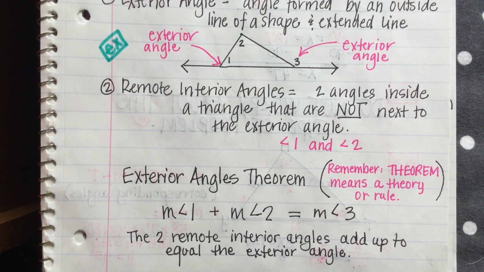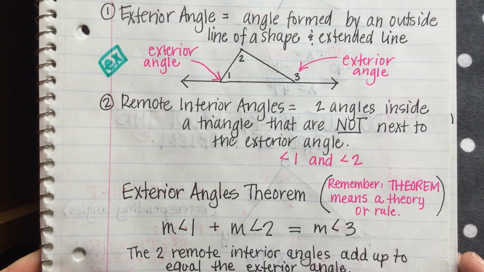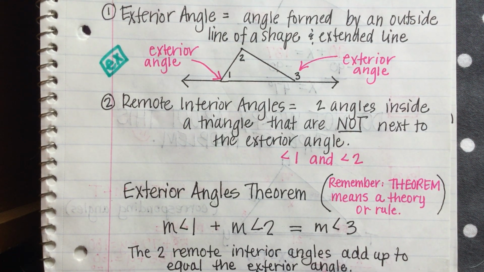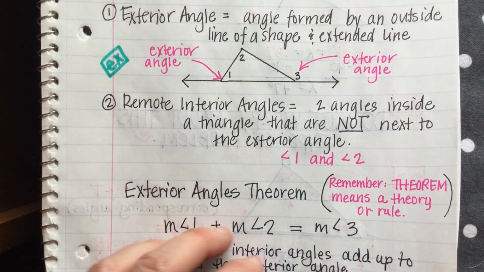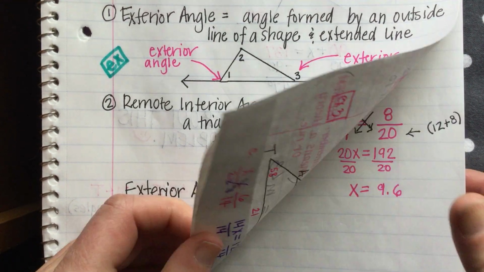And a theory really is a rule that we've come up with, a rule that we believe to be true. And what we believe to be true about these angles inside and outside of a triangle, like that example we drew, is that if I add up angle 1 with angle number 2, the sum that I get from those two angles is going to give me that exterior angle, which is angle 3. So two remote interior angles add up to equal that exterior angle. Let's look at some examples about when we might use this.